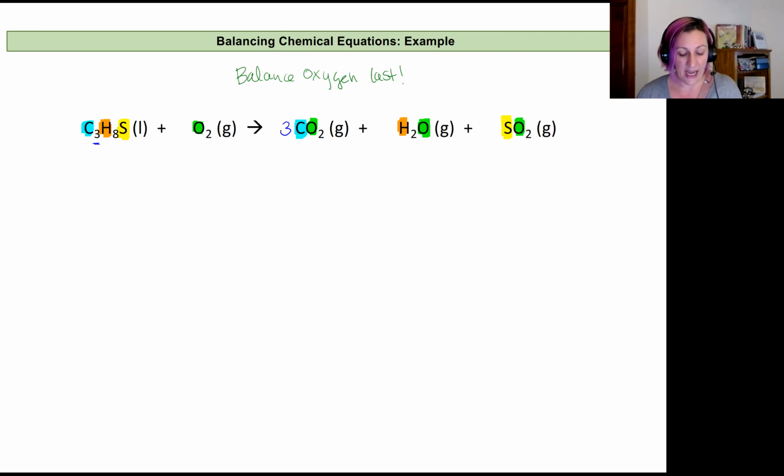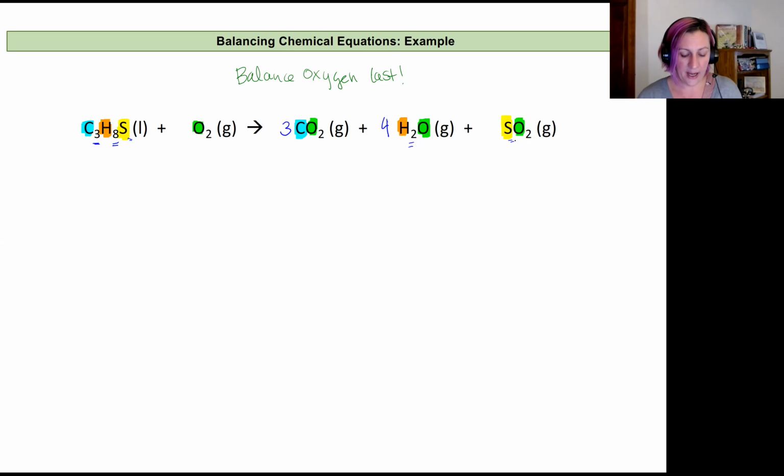Now I'm going to look at my hydrogen. I have 8 hydrogen atoms on my reactant side, and I have 2 hydrogen atoms on my product side. So if I multiply that 2 by 4, it'll equal 8. Now I have 8 hydrogen on my product side, and I have 8 hydrogen on my reactant side. Hydrogen's balanced. Now sulfur. I have 1 sulfur on my reactant side and 1 sulfur on my product side. Hey, it's done for me. I don't have to do anything for sulfur. So now that I have all the easy elements done, now I actually have to balance out my oxygen.